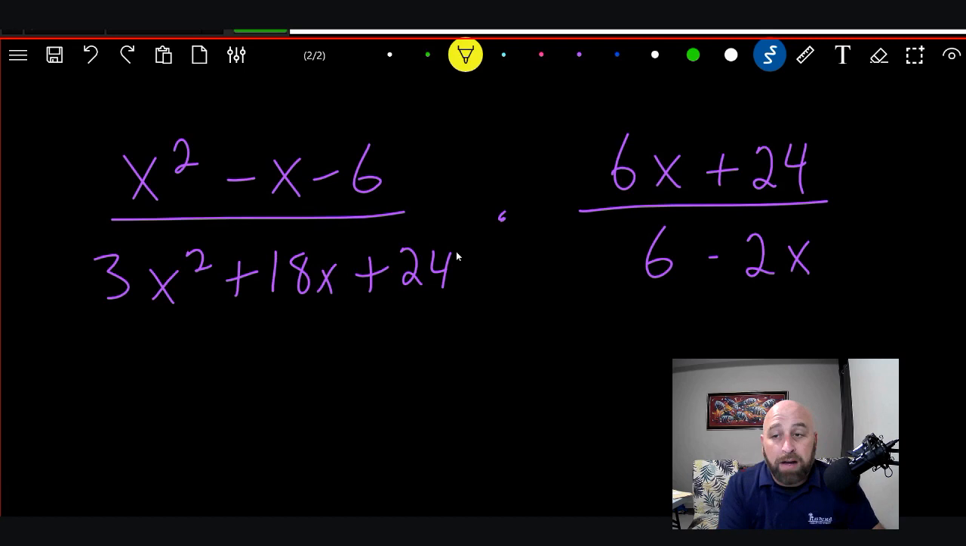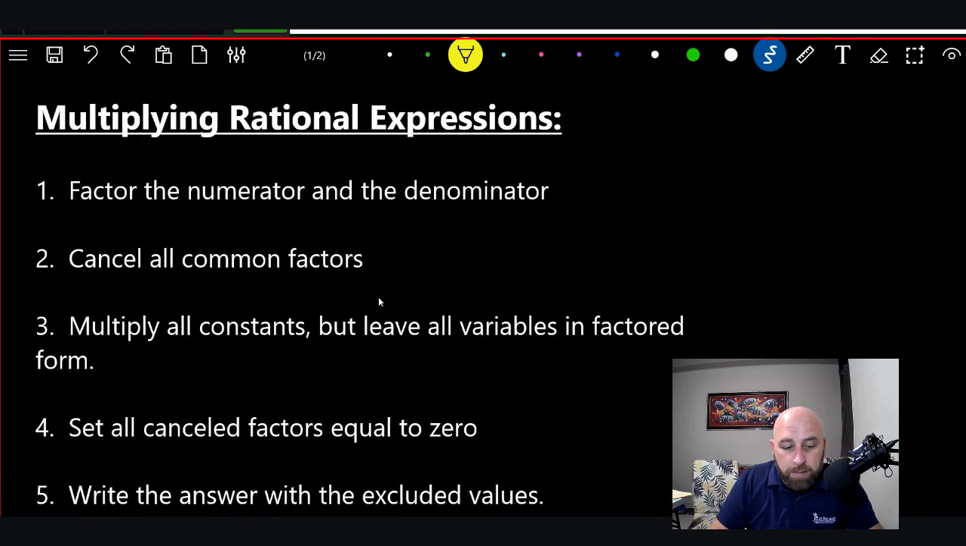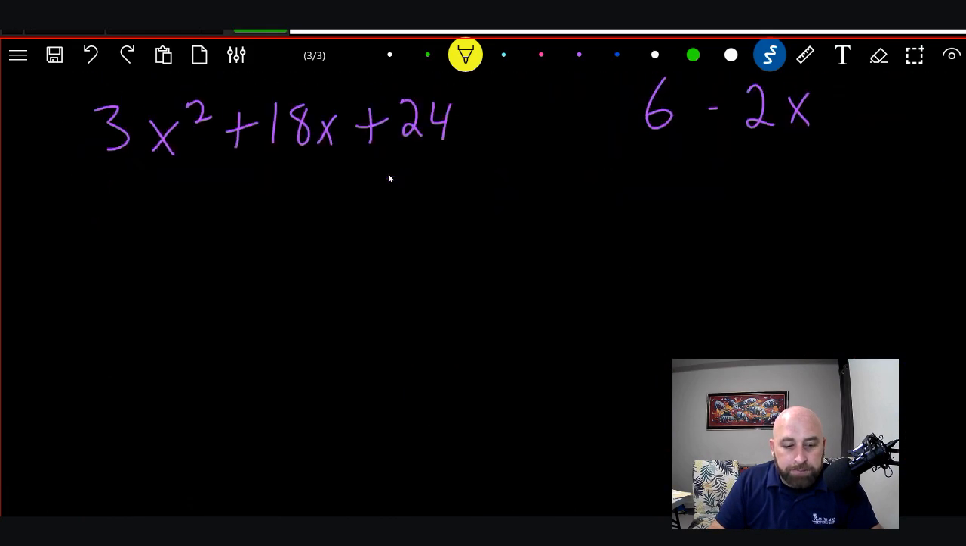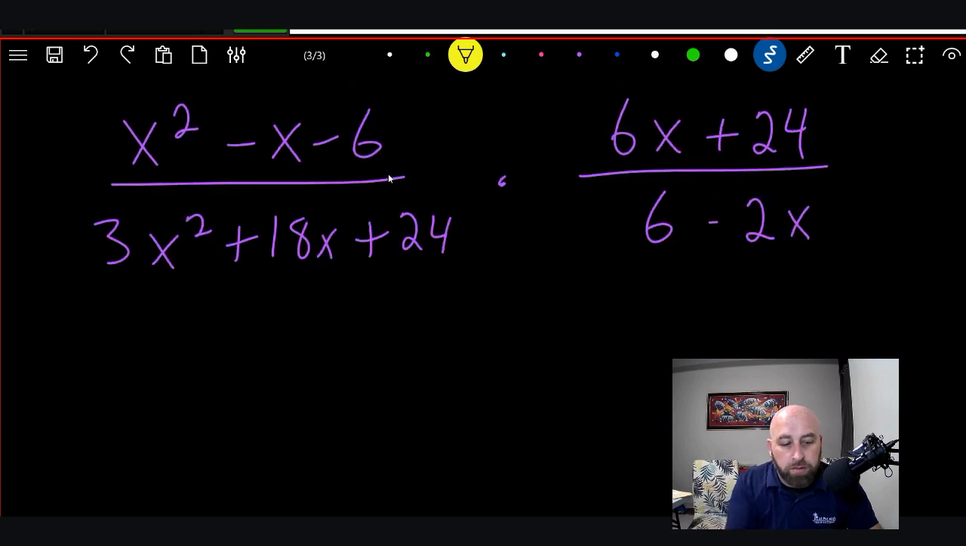All right, now what are we going to do here? Woo, look at this one. Lots of stuff to do. Just take it piece by piece. Don't worry. Go back up here. Factor the numerator and the denominator. All right? What's the numerator? Well, let's start with this one. So let's factor that guy.